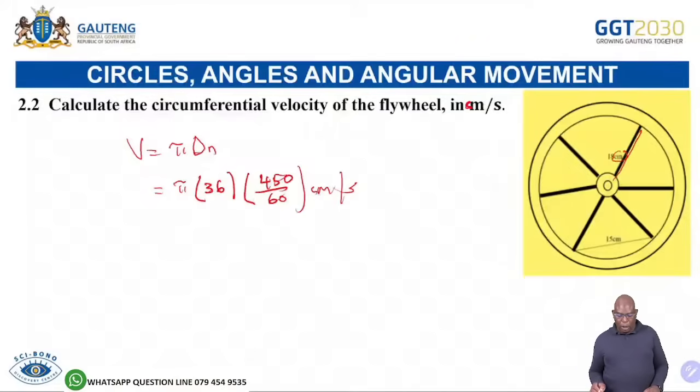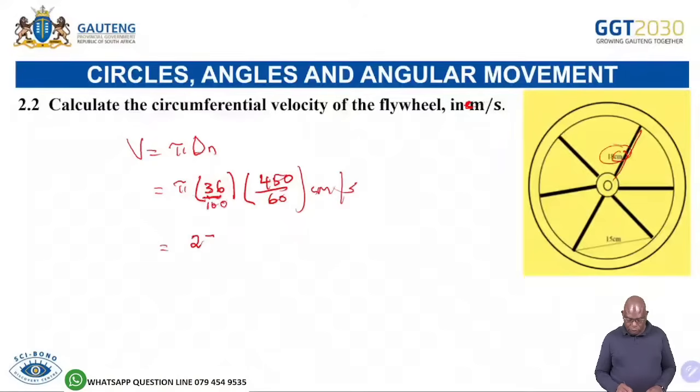Now, if it is meters per second, it means that the 36 must be divided by 100, remember, from centimeters to meters. So we're going to divide that by 100 to get meters per second, as per the question here. Then from there, the answer that you're going to get will be 2.7 pi meters per second.